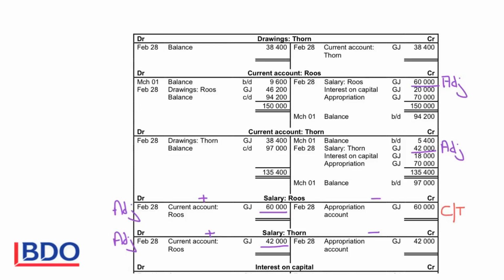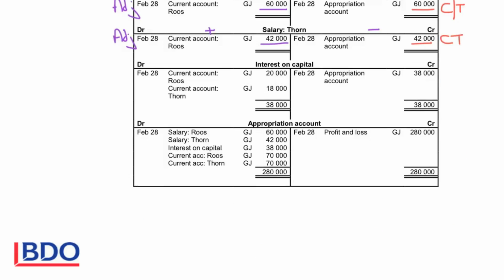So we will credit the salary of Rose with 60,000 and we will credit the salary of Thorn to close the account with 42,000, and these amounts will be transferred to the appropriation account. The appropriation account will be debited with the salary of Rose and the salary of Thorn to complete the closing transfer.